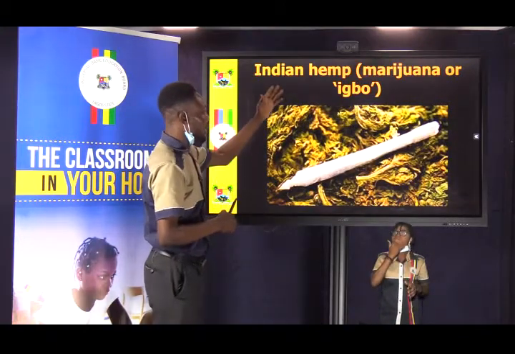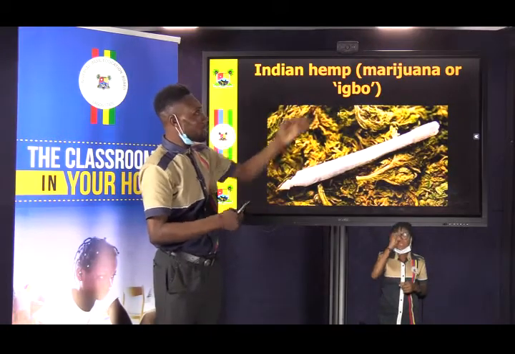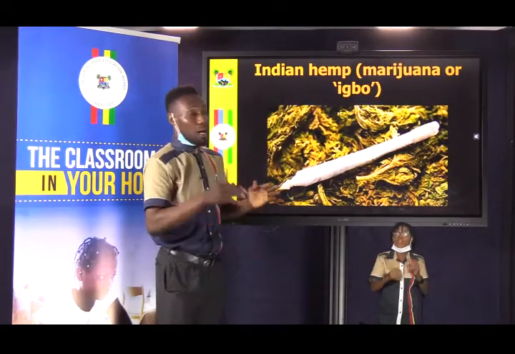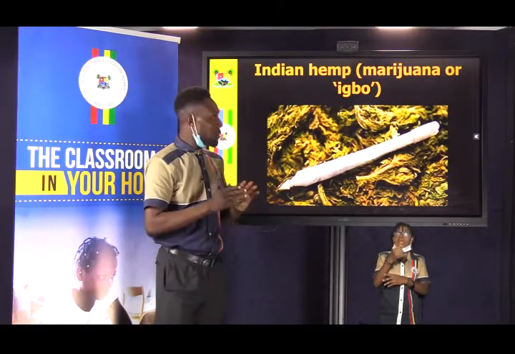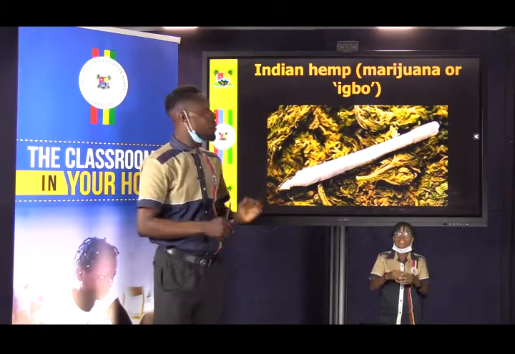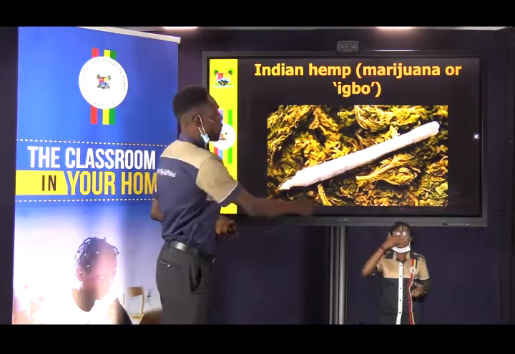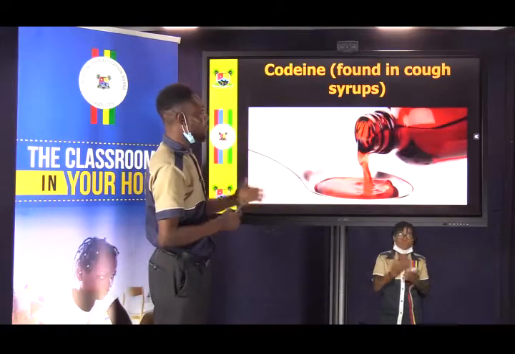Indian hemp is another one. Indian hemp, in some parts of the country, some call it marijuana, and in some places they call it Igbo. So this one too is an example of an abused drug. It's not good at all for any normal human being.